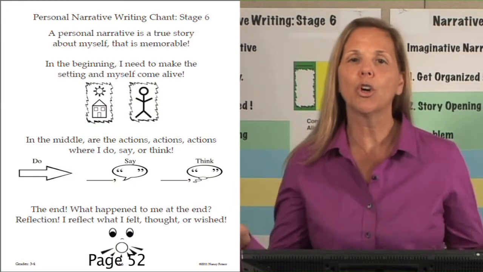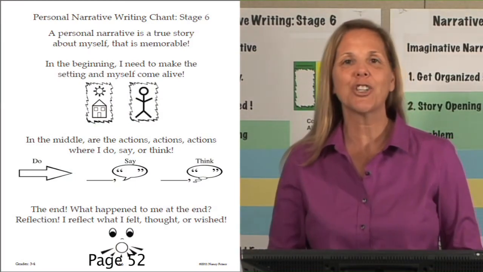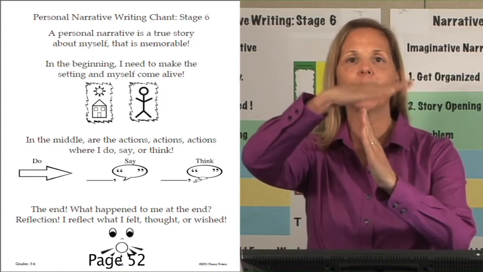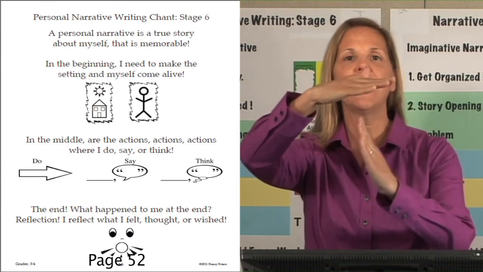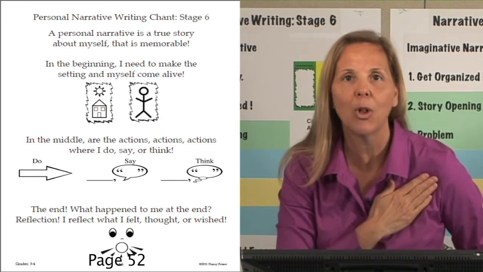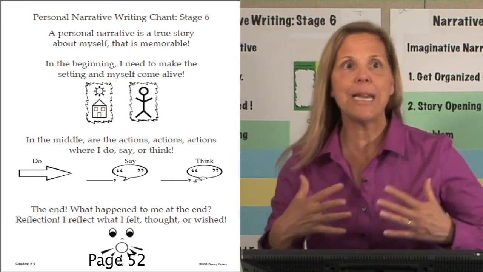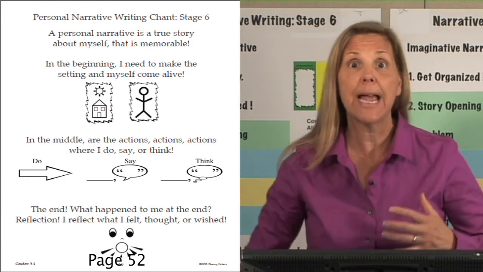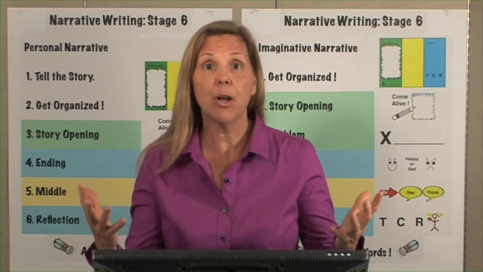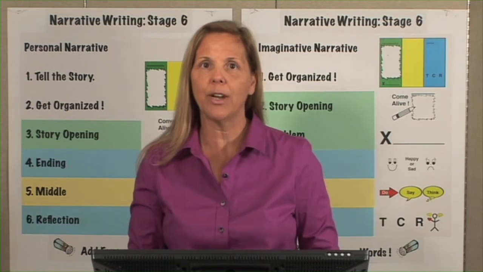Boys and girls, we're going to write a personal narrative at Stage 6. Let's do our chant so that we know all the parts of the lesson. First of all, put your hands up with the letter T and say, a personal narrative is a true story about myself that's memorable. And we know when something's memorable, something happened to us that made us happy, sad, angry, upset, embarrassed, scared. And because we had that emotion, it's an important story to tell people. That's why we tell personal narratives.